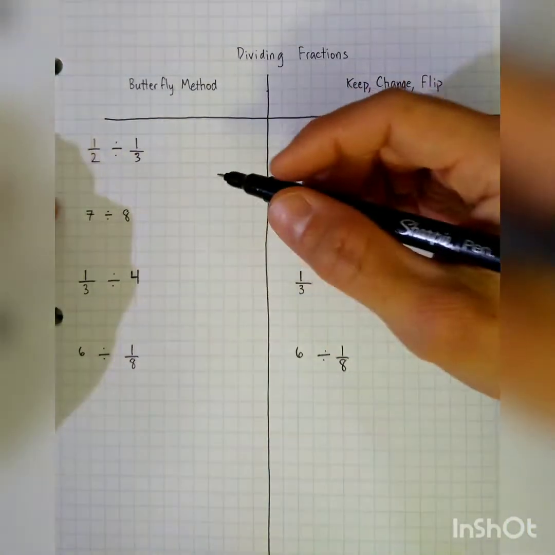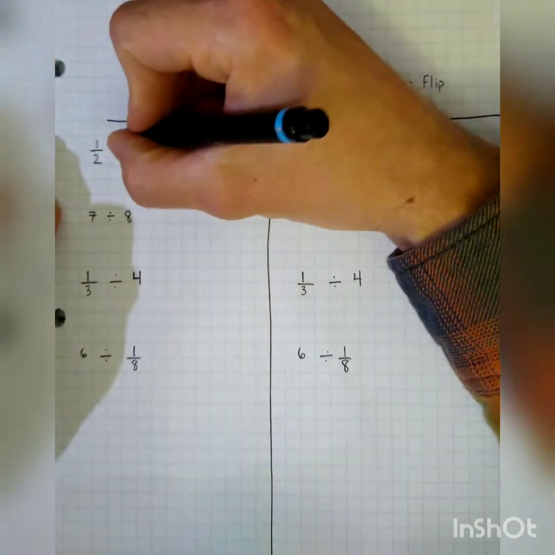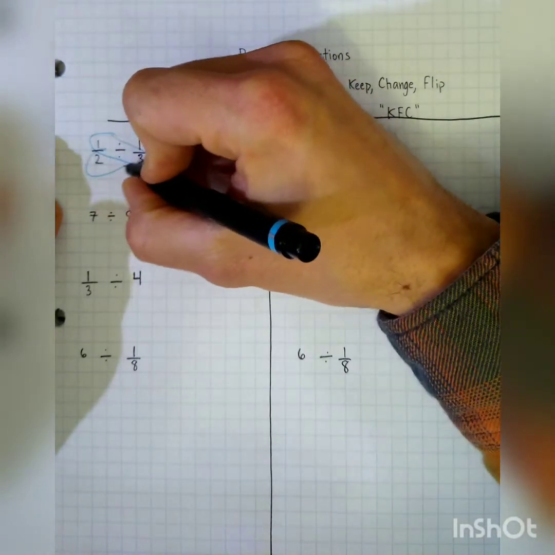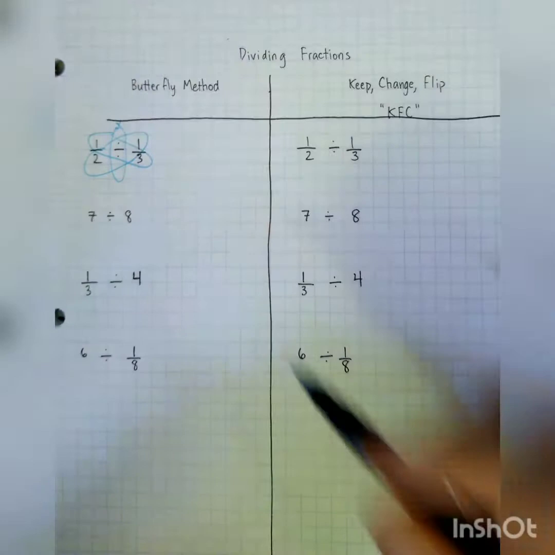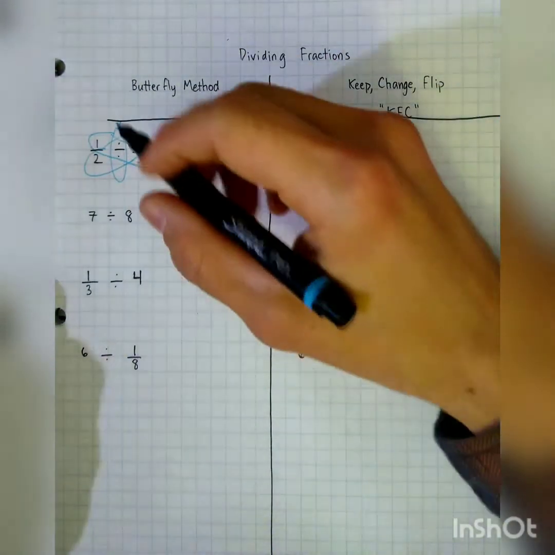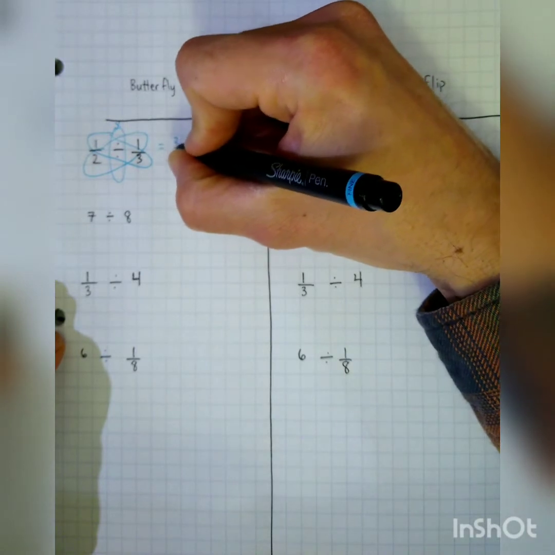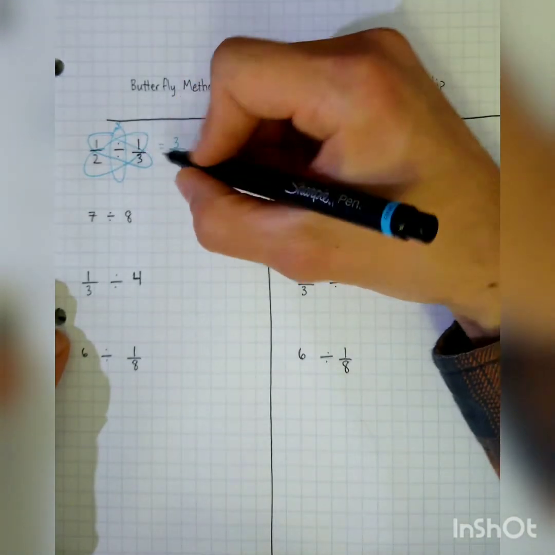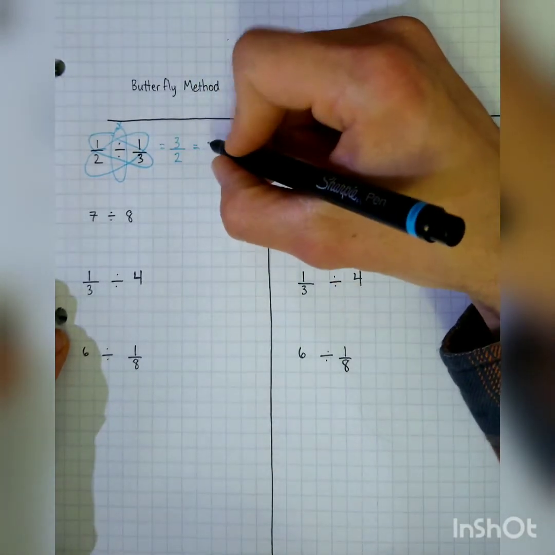The butterfly method looks like this. Here we're going to look at the problem 1/2 divided by 1/3. I'm going to create my little butterfly shape, and I remember that each of these diagonals multiply together. So 1 times 3 is 3. That number is always the numerator of our quotient. Then 2 times 1 is always the denominator. And so I get an answer of 3/2.